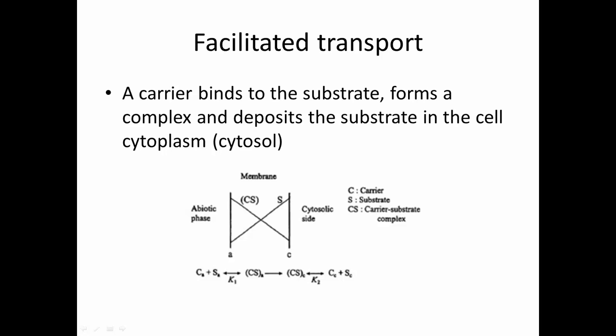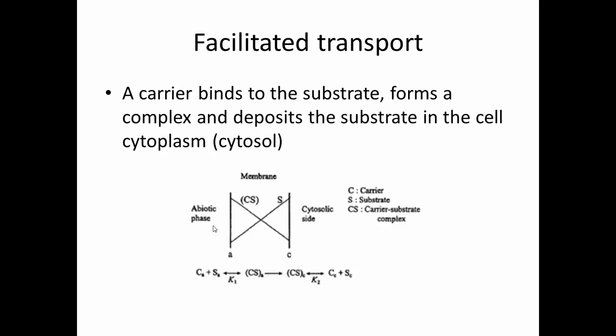We discussed transport reactions early on in our metabolism warm-up lectures here. In facilitated transport, a carrier will bind the substrate in question. It'll form a complex and then deposit that substrate in the cell cytoplasm or cytosol, depending on what kind of organism you are. In the schematic here, we see an abiotic phase and a cytosolic phase.